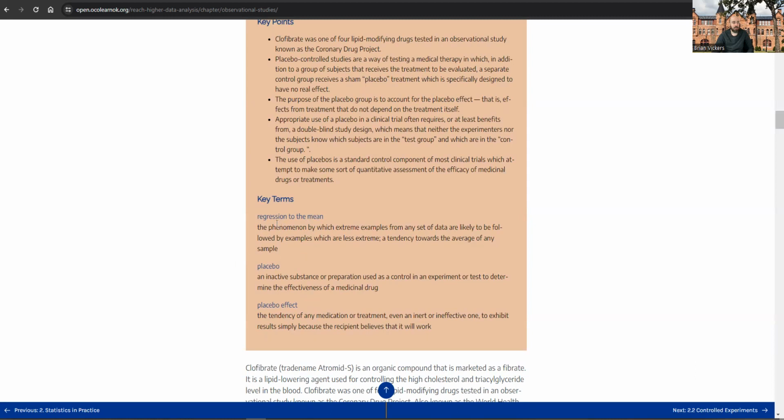Another term to know when it comes to experiments is regression to the mean. Sometimes you'll have a bunch of extreme sets of data, but then in a follow-up experiment, it's more likely to be closer to an average. If any of you are sports fans, you might see this when a particular player scores a lot of touchdowns one season. I'll give you maybe an example.